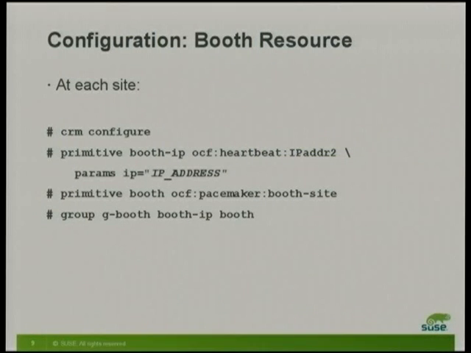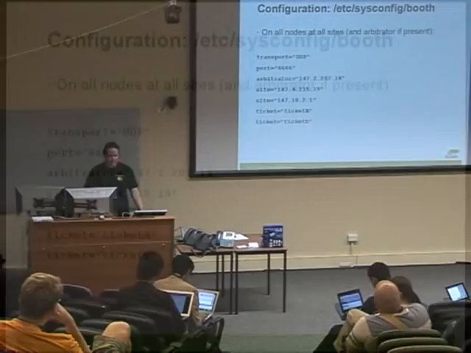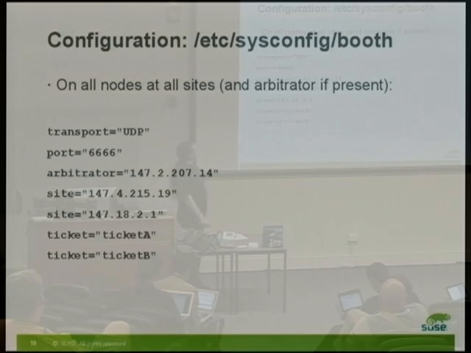You also need to configure the booth resource. This is simply an IP address and an instance of the booth daemon in a group, and that will run at each site. Booth itself has a configuration file. You need to have the same file on all of the nodes at all of the sites. Csync2 is useful for this within a site, may or may not be across sites depending on what you're doing.